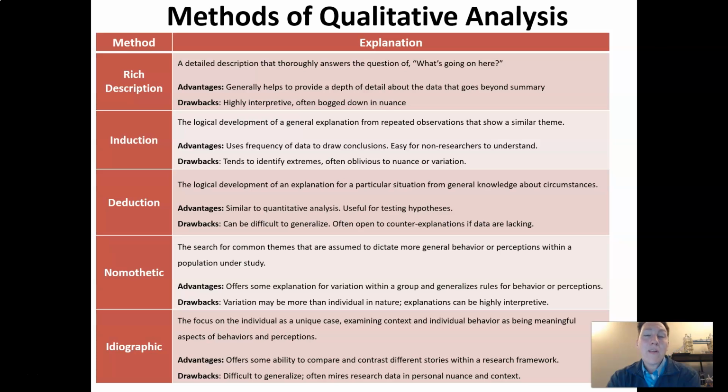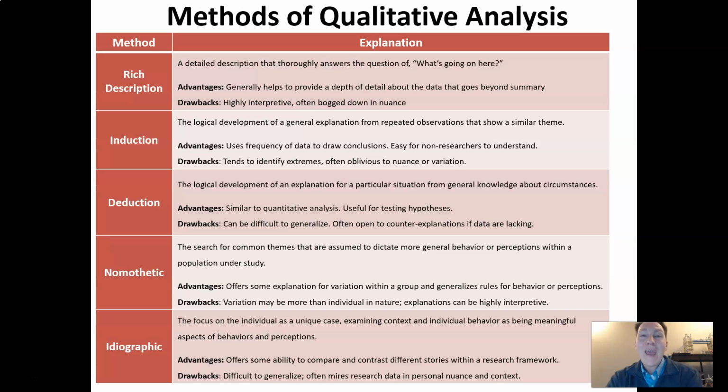So another process that we might use is induction. Think of induction as being like reading glasses or cheaters, when you need to look at something up close and scrutinize it, but you're still looking at it from a little bit further away. This is the logical development of a general explanation from repeated observations that show a similar theme. Basically, we're going to take our data, look at them one by one, and then allow that to lead us to general conclusions. We're going to draw inferences based on what we see in our data or observations.